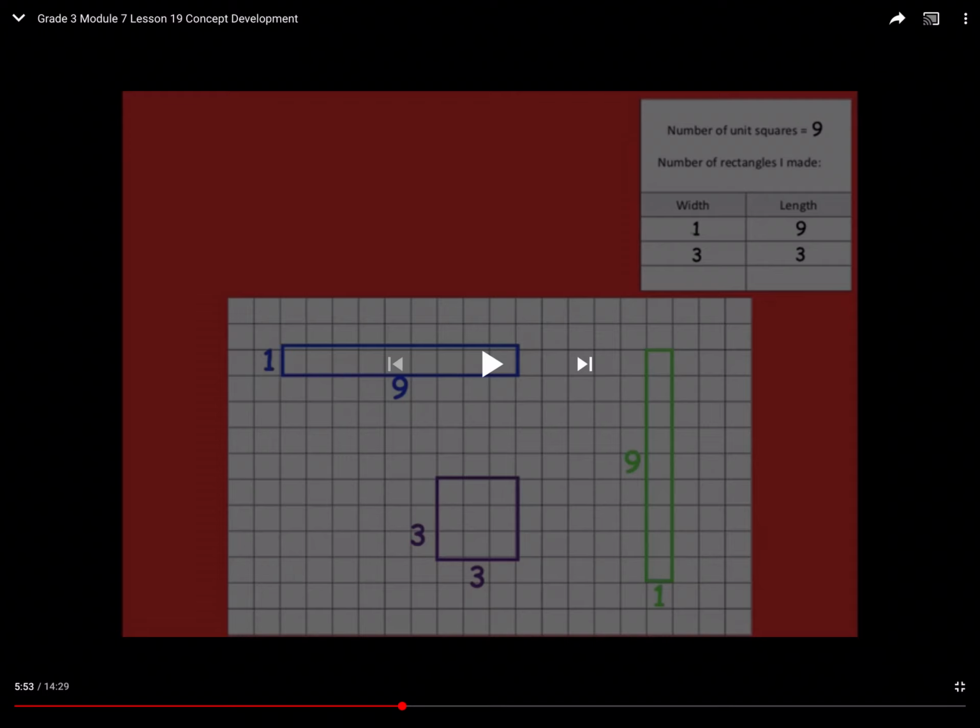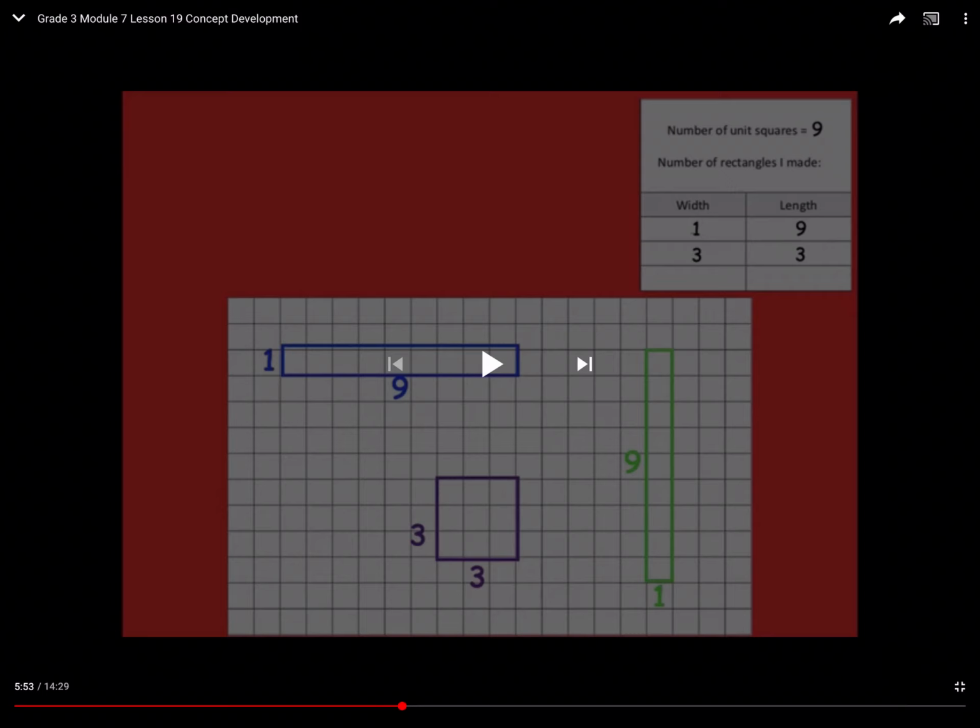Boys and girls, so for today's math lesson, we're going to keep working on Module 7, Lesson 19. This is Part 2 out of a Part 3 lesson. We're going to finish it up next Monday. So remember yesterday, you made this chart.